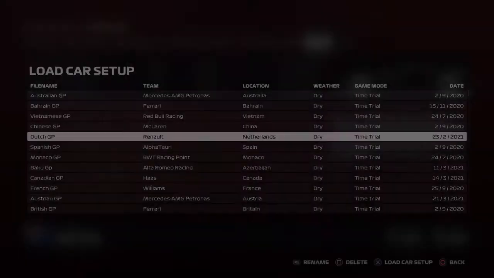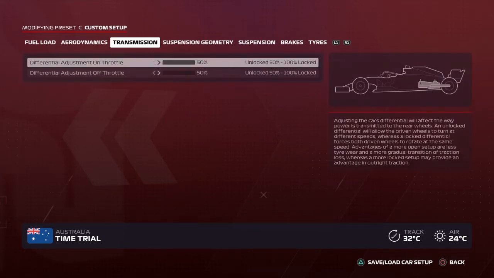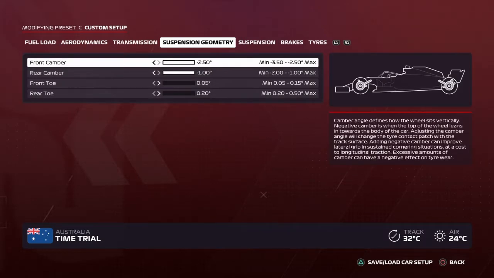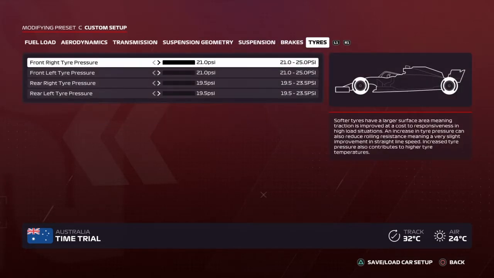Onto the Netherlands now, and we've got 5.8 on the aerodynamics, 50/50 on the transmission, right, left for suspension geometry, suspension 156, 724, and all the way to the left again for the tyres.